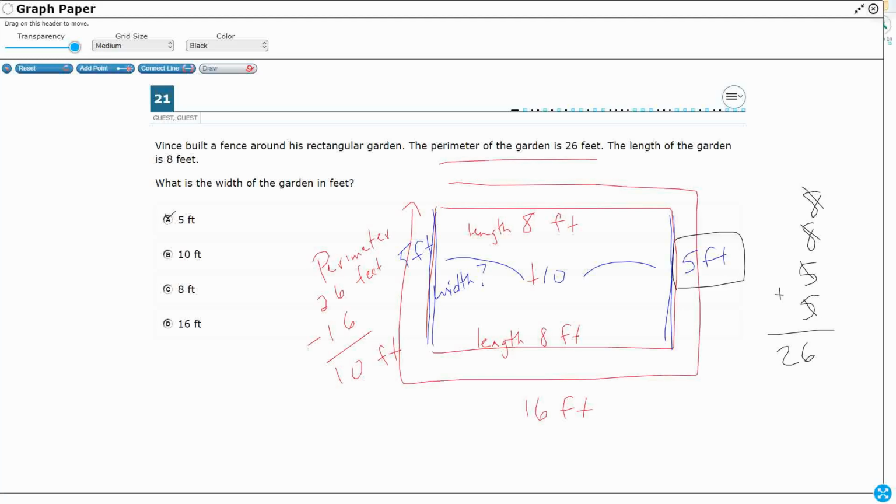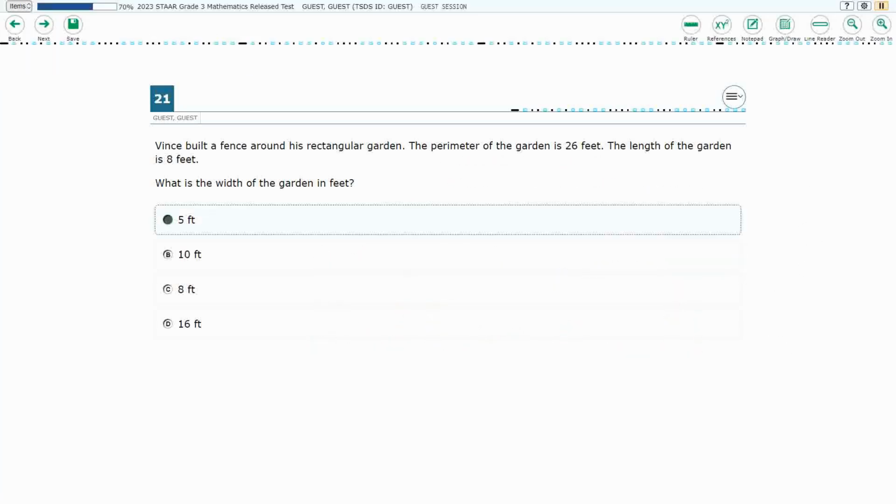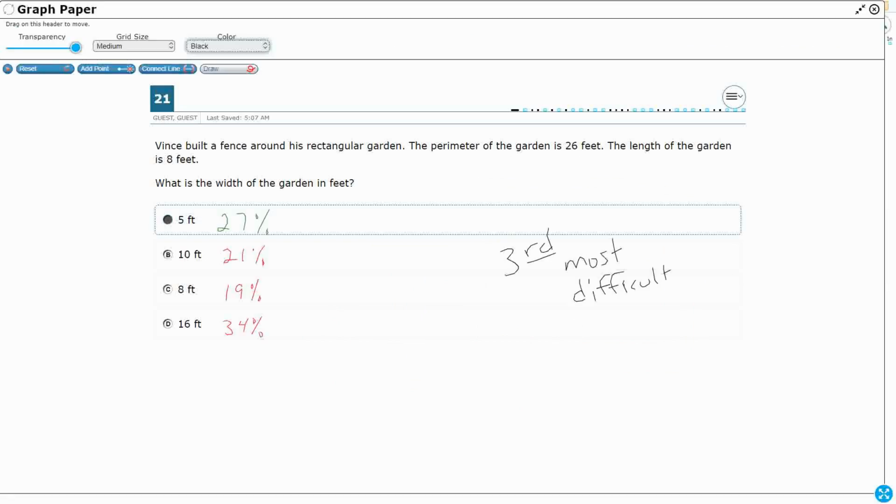Let's see how we did across the state of Texas. So this was hard. The third most difficult problem, and you see that 27%, even though that's low, that wasn't even the most chosen answer. D got the most chosen answer. How did they get this 16?